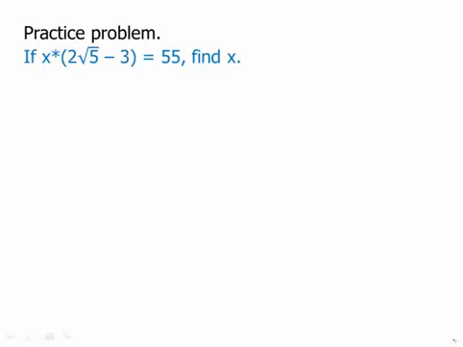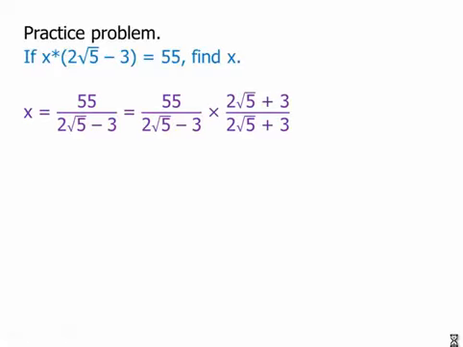Here's a practice problem. Pause the video, and then we'll talk about this. Okay, so we need to get x by itself, so of course we're going to divide by everything in the parentheses. We have an expression in the denominator involving addition or subtraction with a radical. So we're going to multiply by the conjugate. We have a 2 root 5 minus 3. We need to multiply that by a 2 root 5 plus 3. And so I'll multiply by that.